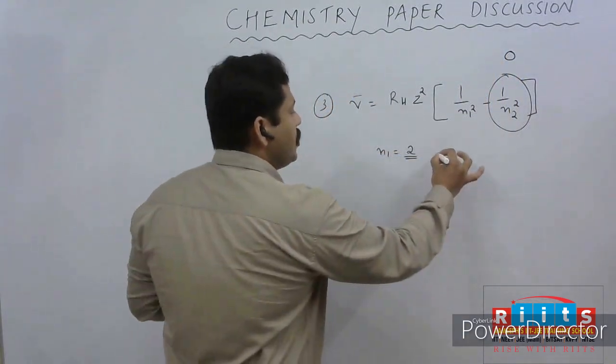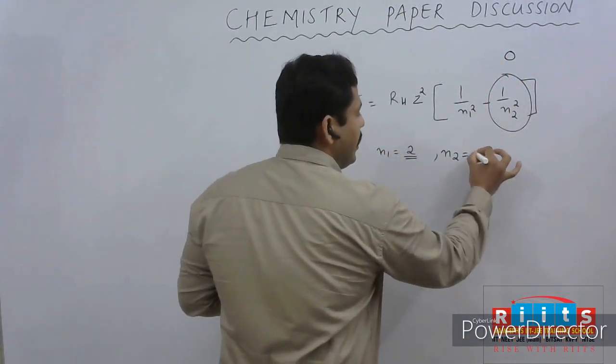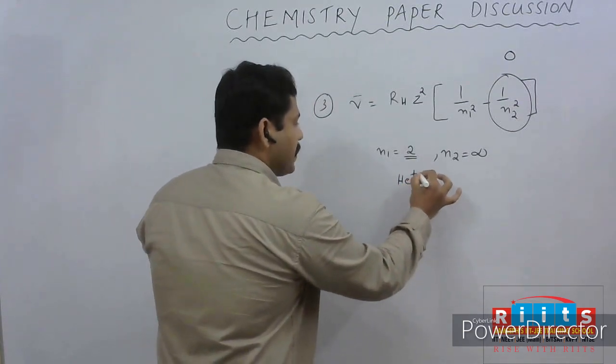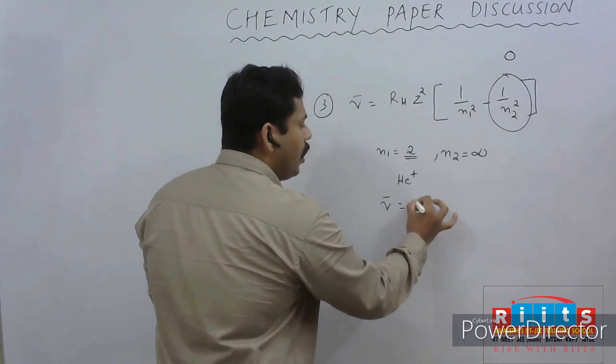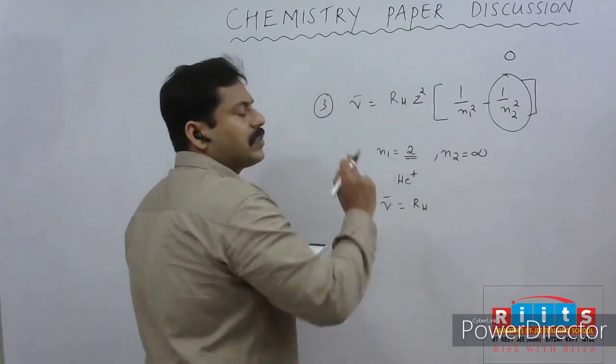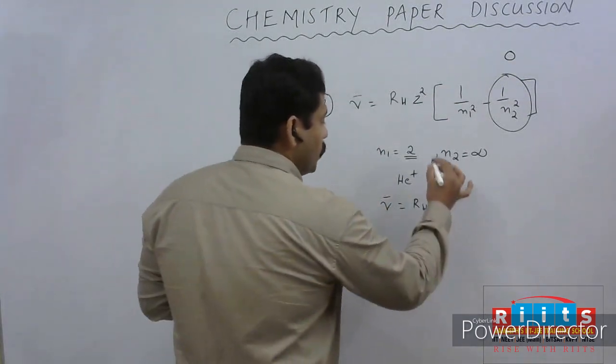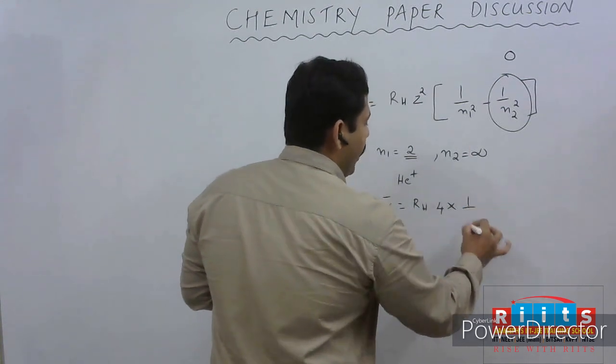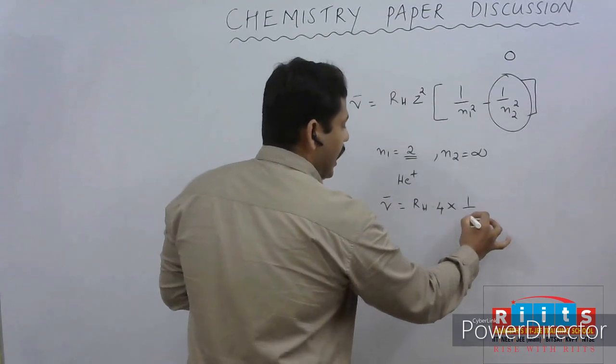That means n2 is equal to what only? Infinity only, right? They are telling the helium only, so helium plus I can put. So nu bar is equal to Rydberg constant into the atomic number of helium, which is 2. 2 square will be 4, and thereby this will be 1 by n1 square, minus 1 by n2 square. It will also be 4.